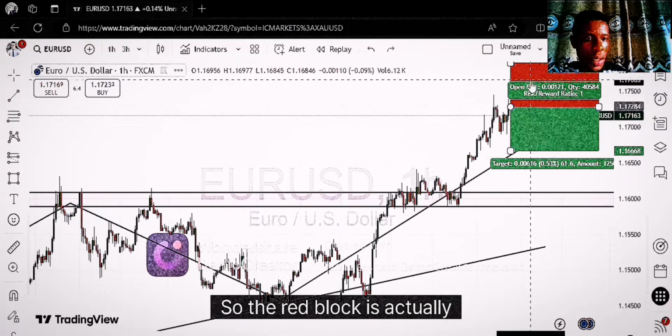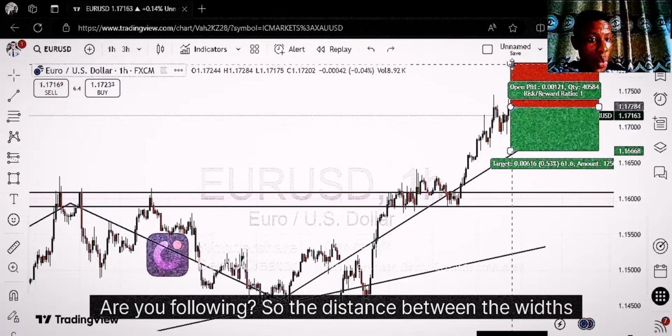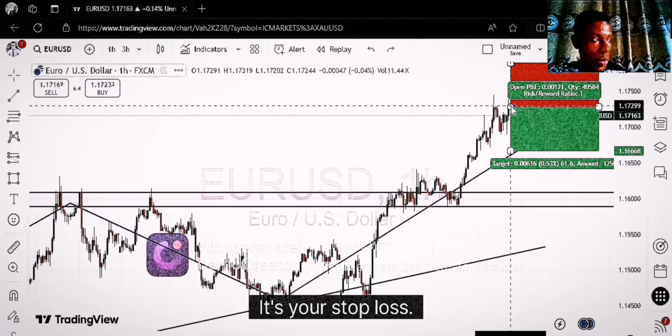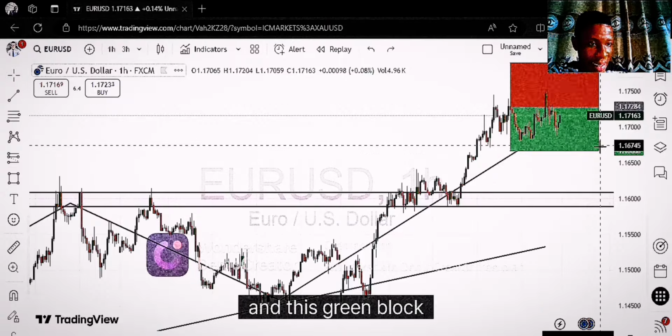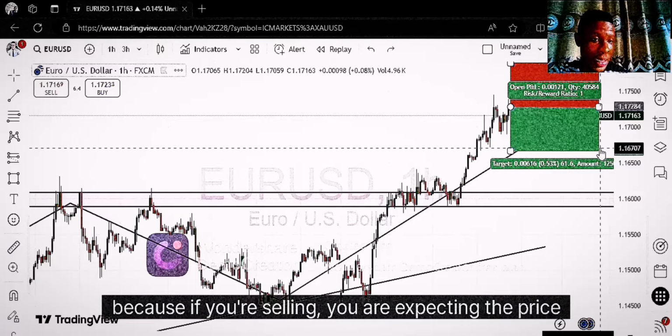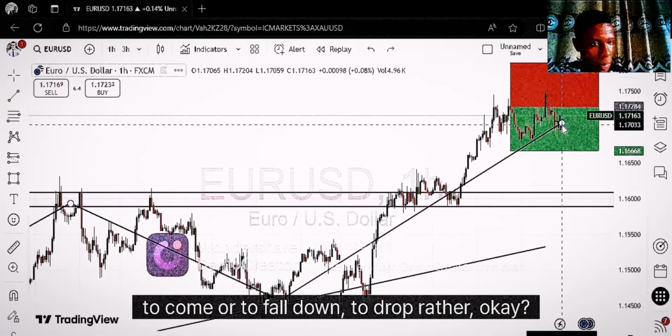So the red block is actually where you set your stop loss. Are you following? So the distance between the width of this red block to the entry point is your stop loss, and the distance between this entry point and this green block is your take profit if you are to sell. Because if you're selling, you are expecting the price to fall, to drop rather.